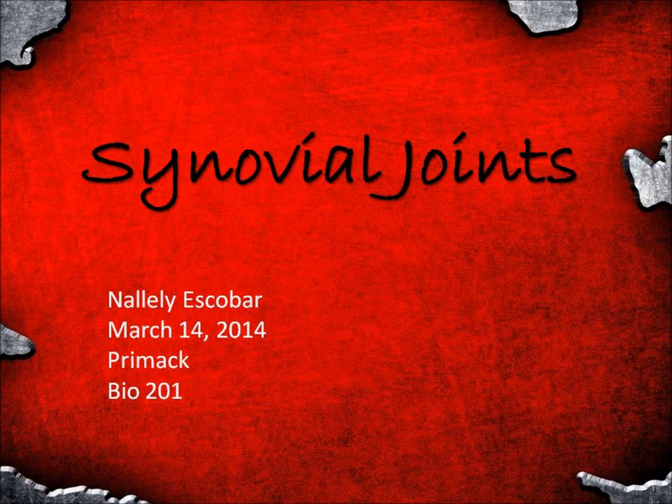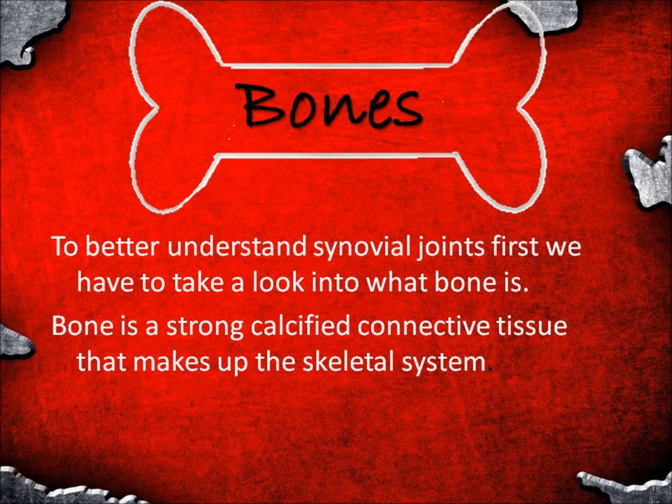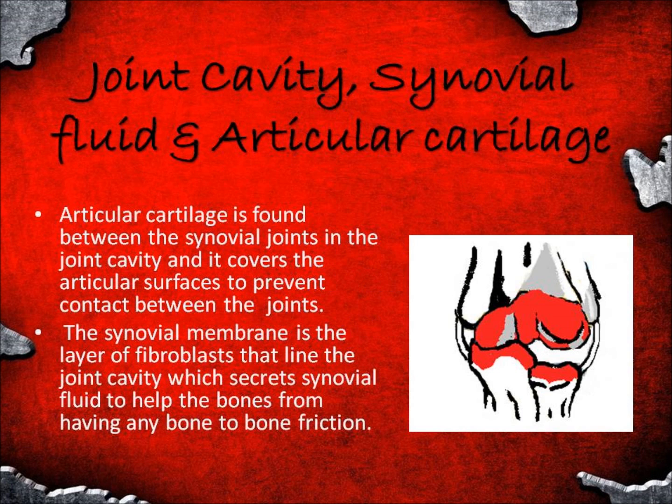Okay, so today we'll be talking about the synovial joints. First we have to talk about what bone is. Bone is a strong calcified connective tissue that makes up the skeletal system. There's the articular cartilage, which is found between the synovial joints in the joint cavity, and it covers the articular surfaces to prevent contact between the joints.